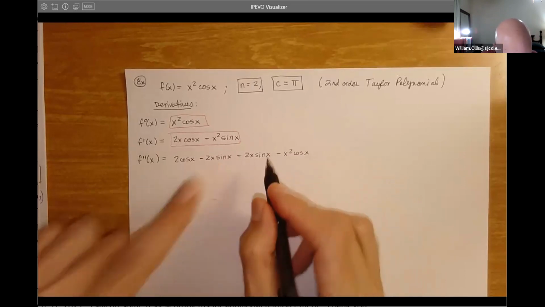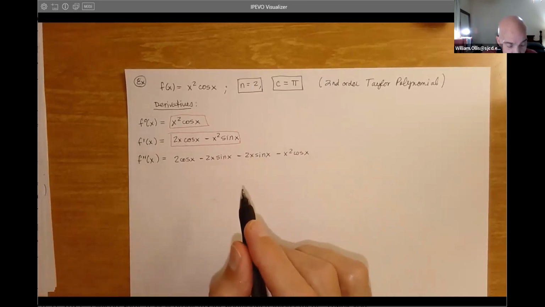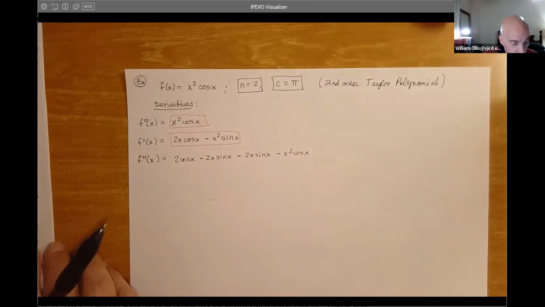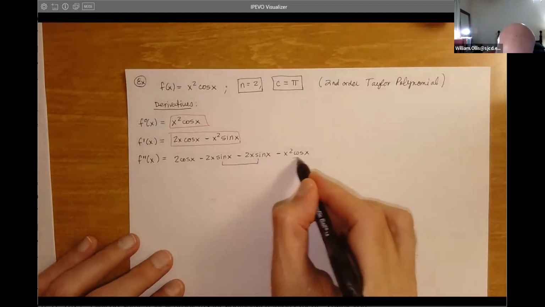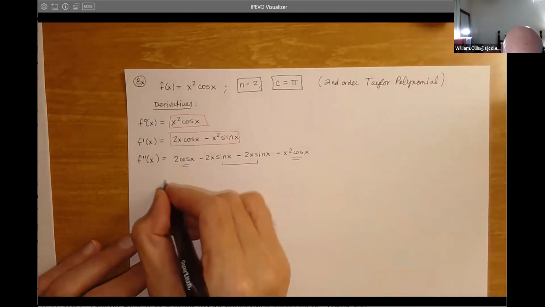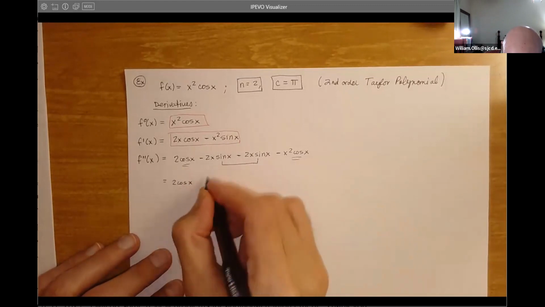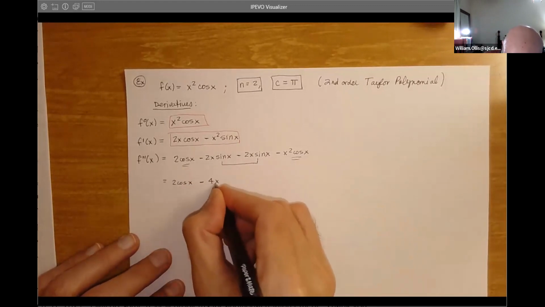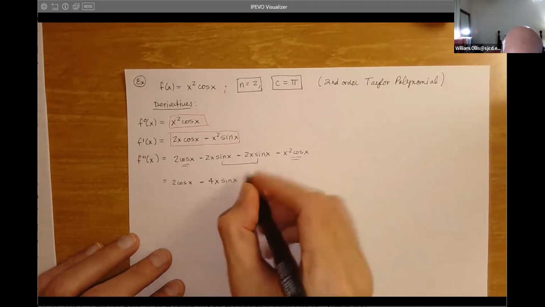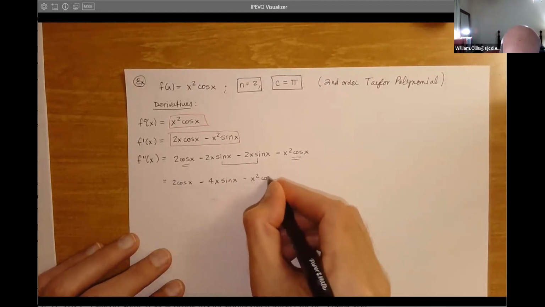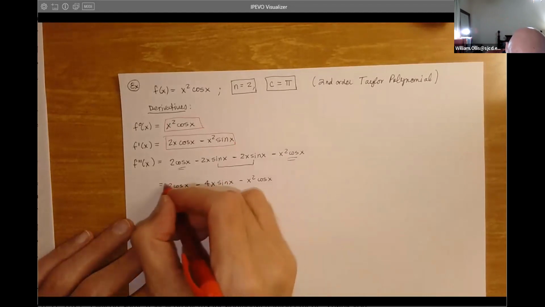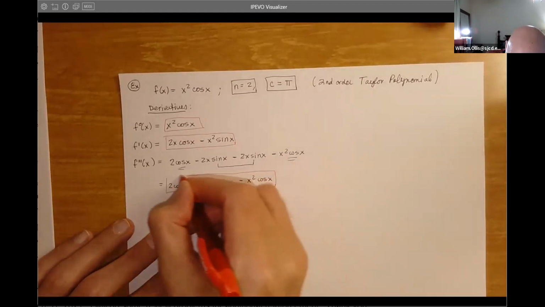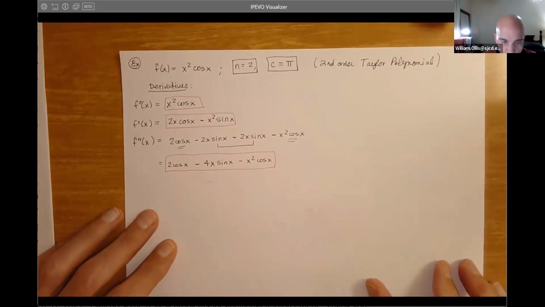Now, when we look at this, we're going to get some like terms in this particular calculation. So as we look at the derivatives, we can go ahead and combine these two, and these, of course, are different. So this will give us 2 cosine x minus 4x sine x minus x squared cosine x. So let's go ahead and box this. I want to spread this out a little bit more so you can see all the computation here.